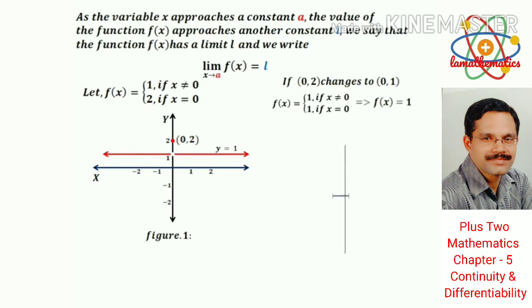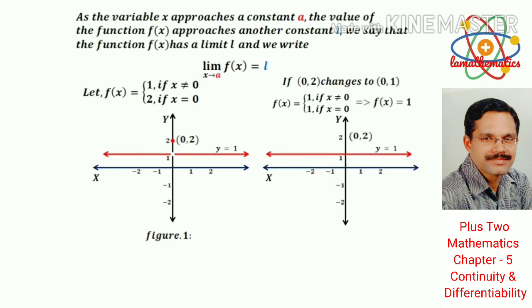We draw the graph. X-axis, y-axis, marking numbers, graph of new f of x. That is, here the line y equal to 1 has no break at 0, 1. This graph is continuous at point 0, 1 also. Hence, the function is continuous everywhere. That is, limit value is equal to function value.